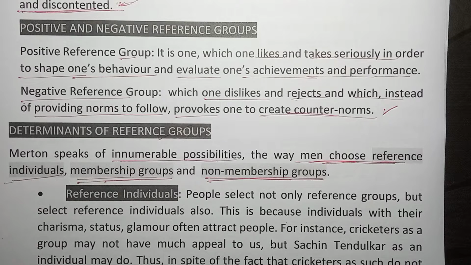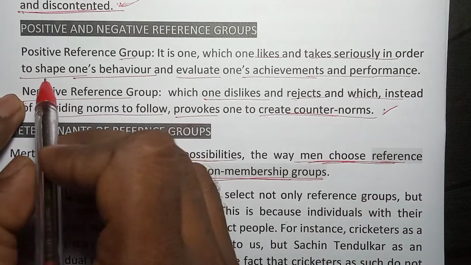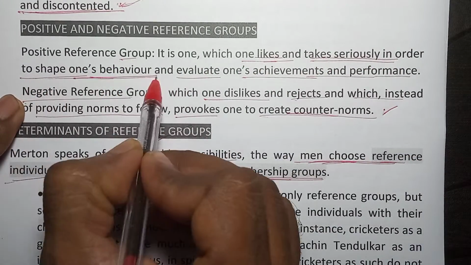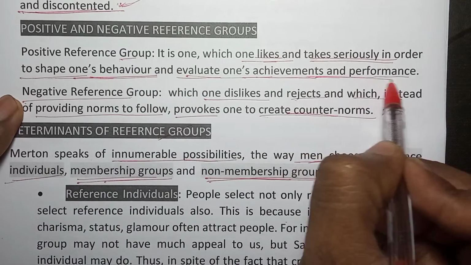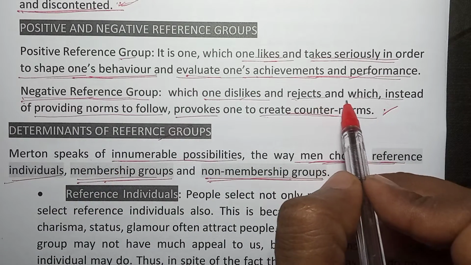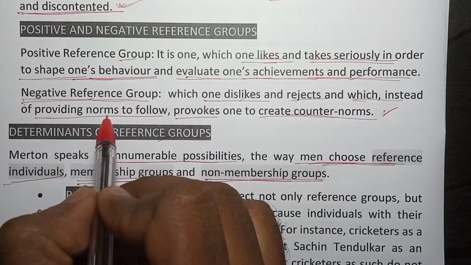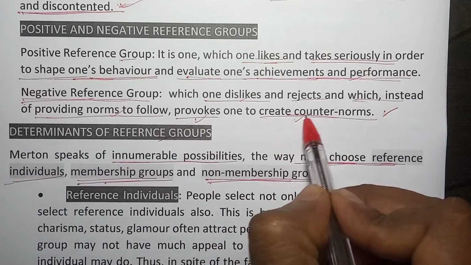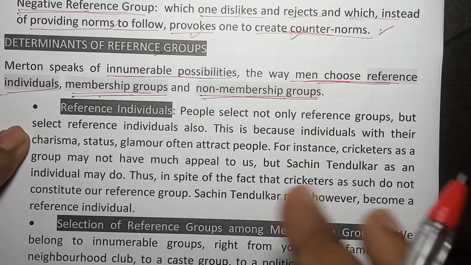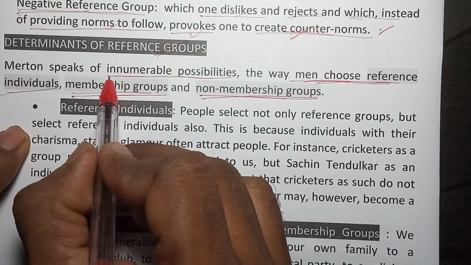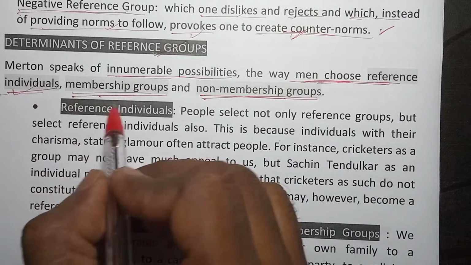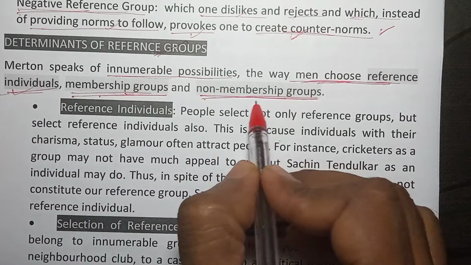Now comes to positive and negative reference groups. A positive reference group is the one which one likes and takes seriously in order to shape one's behavior and evaluate one's achievements and performance. A negative reference group is one which one dislikes and rejects and which, instead of providing norms to follow, provokes one to create counter norms. Now let us see the determinants of reference group. Merton speaks of innumerable possibilities in the way men choose reference individuals, membership groups and non-membership groups.